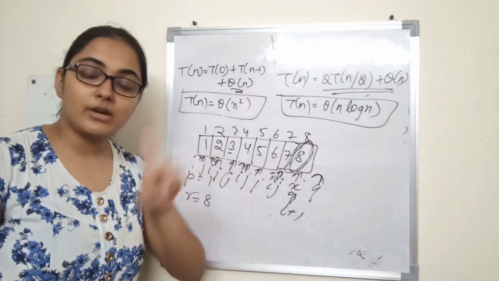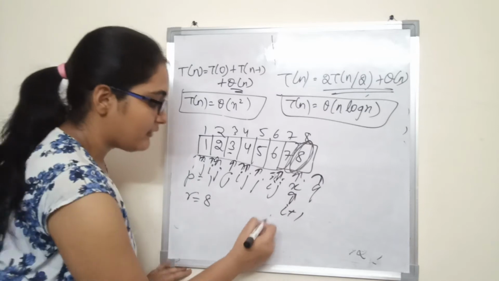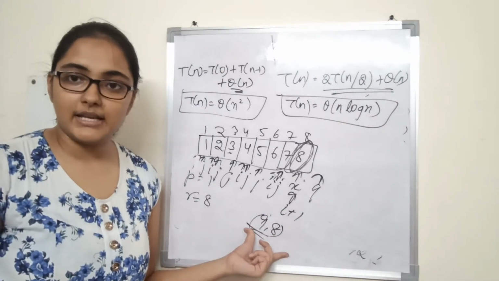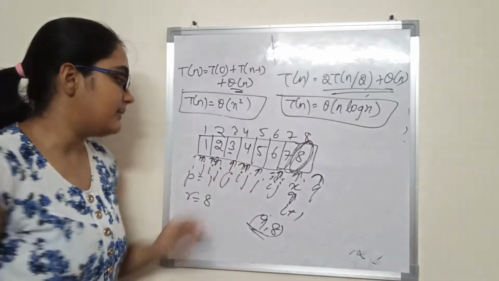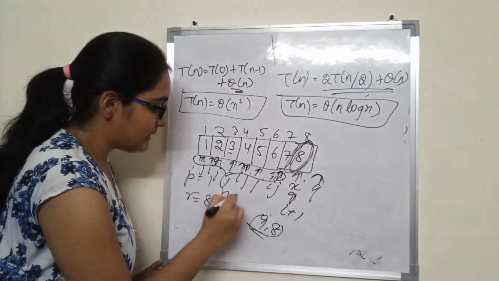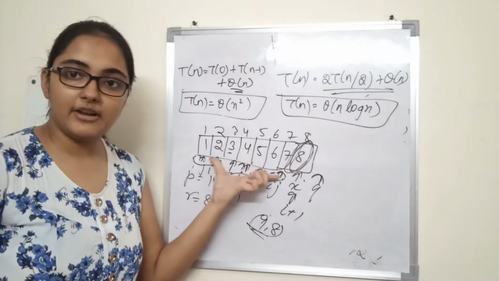Now since q becomes this particular element, from p to q minus 1 becomes one partition. From q plus 1 to r was another partition. But what is q plus 1? Q plus 1 is 9. From 9 to 8 it is another partition. So how many elements does it contain? It contains 0 elements, that is, it does not contain any element. And this particular partition, how many elements will it contain? N minus 1 elements.